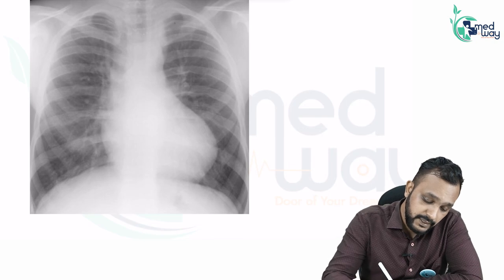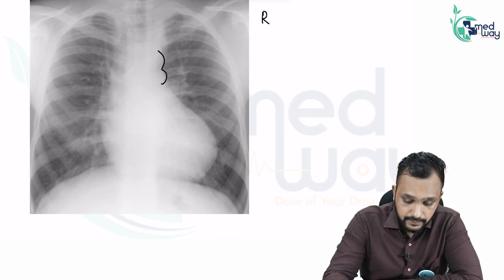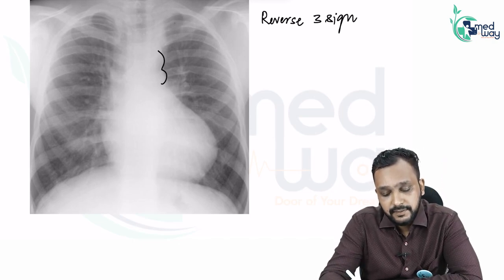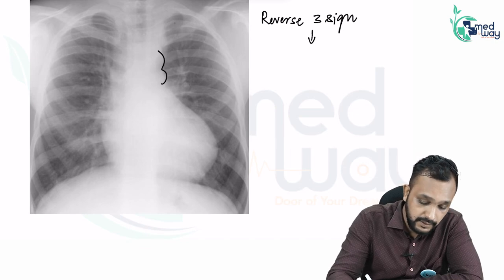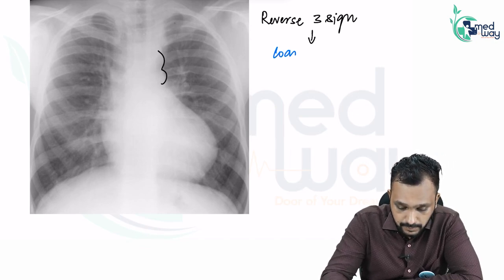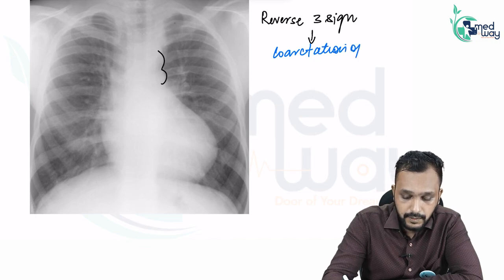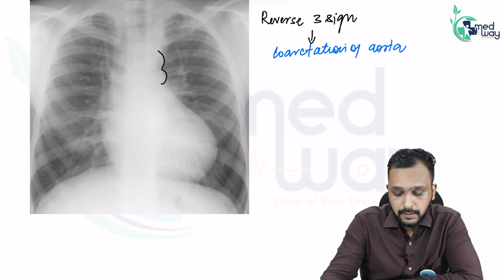Now here in this image, what are we able to see? So this is the reverse 3 sign. So guys, can you tell me this reverse 3 sign is seen in patients with coarctation of aorta, right?